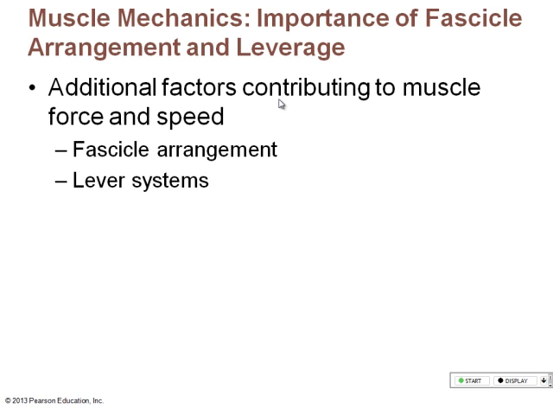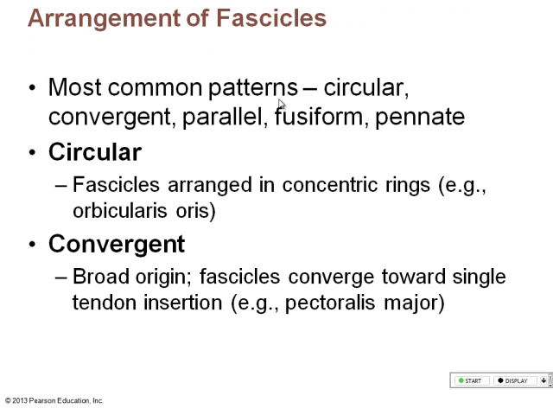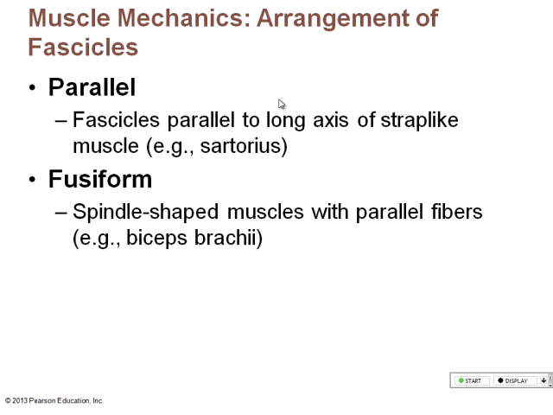And then we're going to talk about something called the lever system. So on page 322, no, figure 10.2, all of those different patterns of fascicle arrangement are going to play a role in how that muscle moves. So we can have circular, convergent, coming together around in a circle. The most common patterns are circular, convergent, parallel, fusiform, and pinnate. Parallel and fusiform, again, self-explanatory. Look at the diagram. Understand these terms. Arrangement of fascicle.